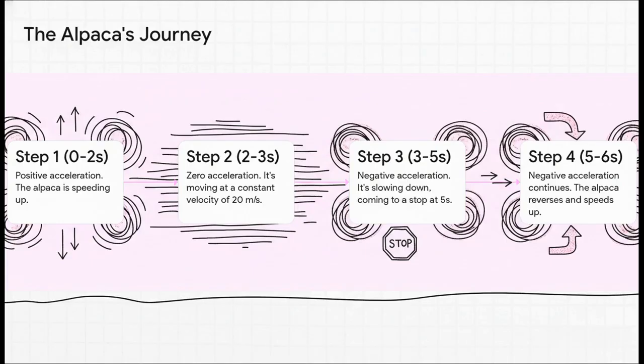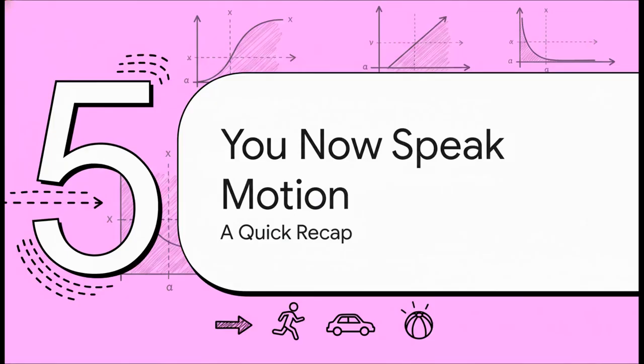But look what happens in step 4. The velocity goes negative. The alpaca has actually turned around and is now speeding up in the opposite direction. A complete, complex story, all from that one line. And just like that, you've learned the grammar and the vocabulary of motion. You can now speak the language.